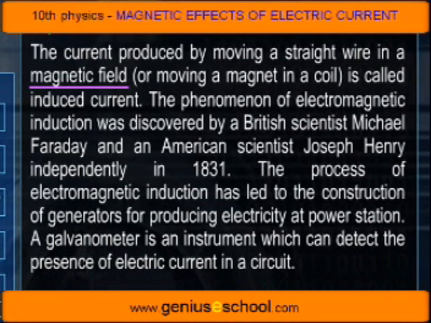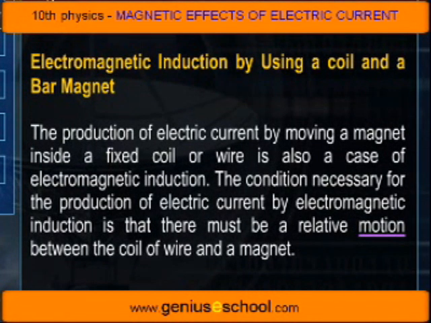The process of electromagnetic induction has led to the construction of generators for producing electricity at power stations. A galvanometer is an instrument which can detect the presence of electric current in a circuit. Electromagnetic induction by using a coil and a bar magnet: the production of electric current by moving a magnet inside a fixed coil or wire is also a case of electromagnetic induction.